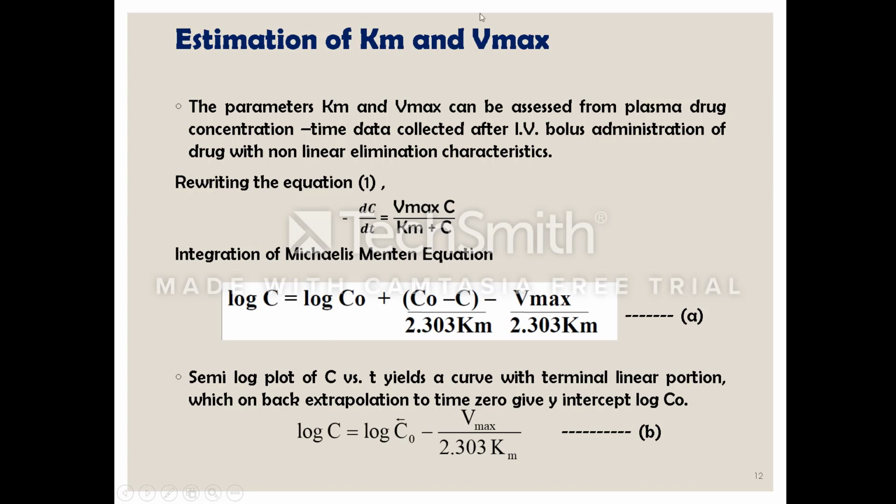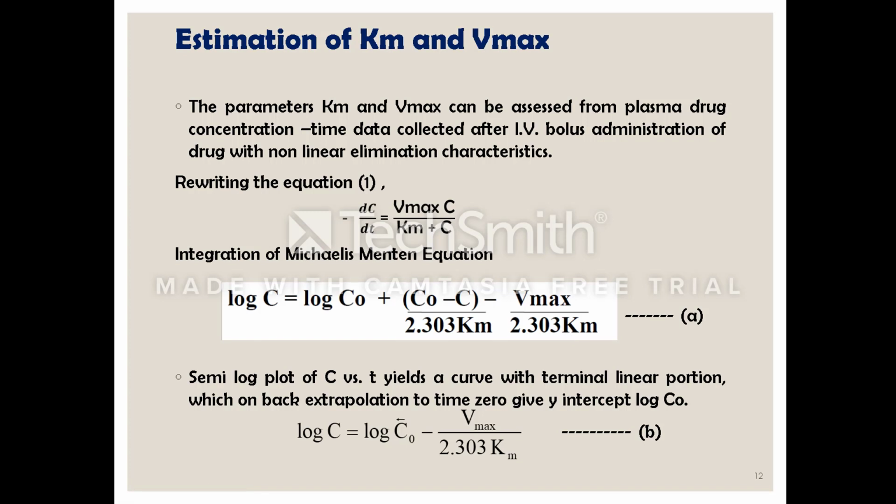Now, how will you estimate Km and Vmax? For this, two assumptions have been made: first, that the drug follows single compartment kinetics, and second, that it is eliminated by a single capacity-limited process. It can then be assessed from the plasma drug concentration. Integrating the Michaelis-Menten equation gives log C = log C0 + (C0 - C) / (2.303 Km) - Vmax / (2.303 Km) times t.